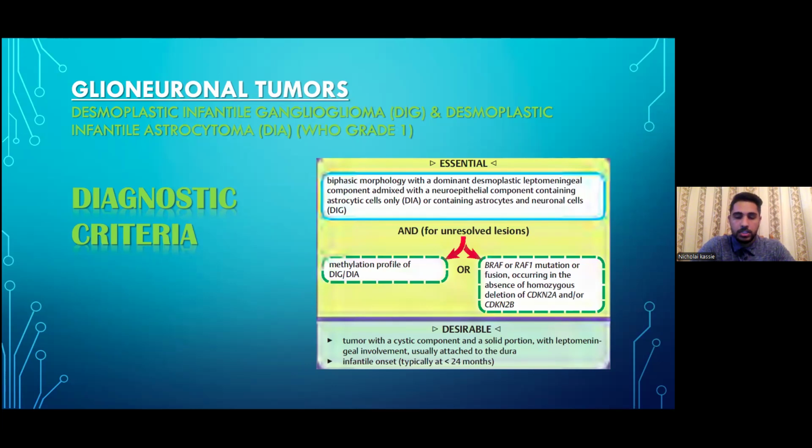What can be a desirable finding would be tumors with a cystic component and a solid portion with leptomeningeal involvement, usually attached to the dura. Infantile onset, typically below 24 months old.